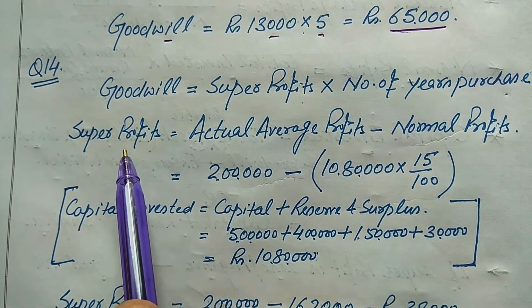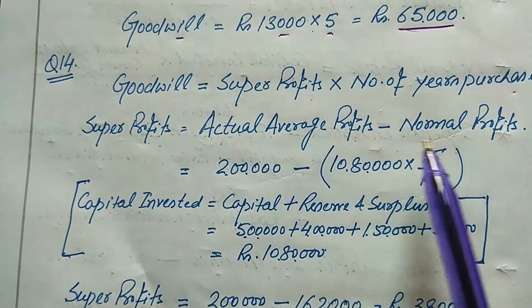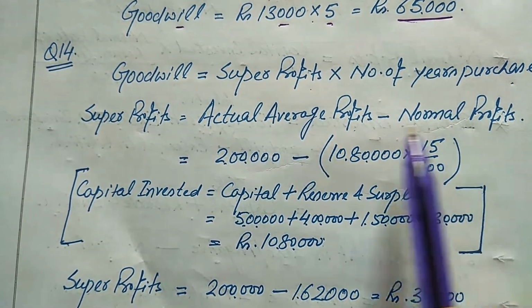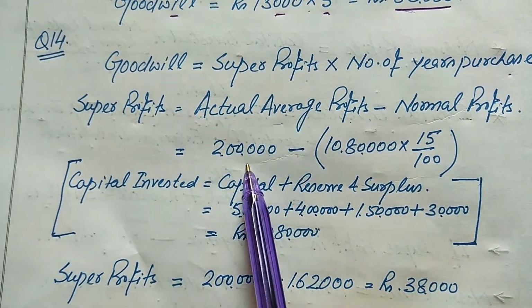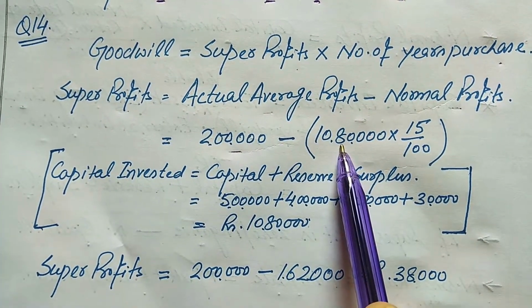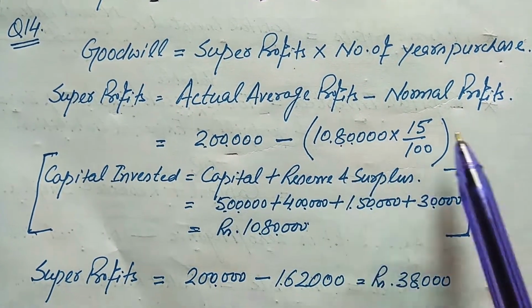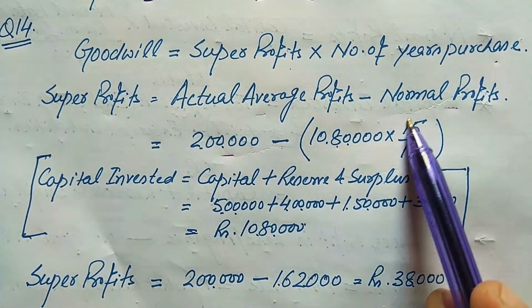There is a need to calculate super profit, and the formula is actual average profit minus normal profit. Average profit is given in the question, that is rupees 2 lakh, minus normal profit. The formula is capital invested multiplied by normal rate of return. Normal rate of return is given as 15%.